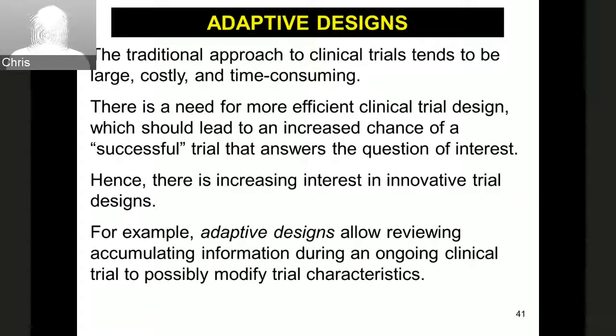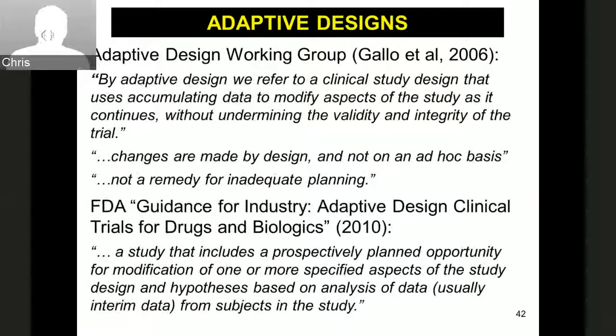Next slide, please. A couple of definitions that have recently come out clarify an important aspect of adaptive designs, though. For instance, there's an adaptive design scientific working group that was formed in the mid-2000s. They published a white paper in 2006, which was the first time that a formal definition of adaptive design appeared in the literature, where they defined an adaptive design as a clinical study design that used accumulating data to modify aspects of the study as it continues.